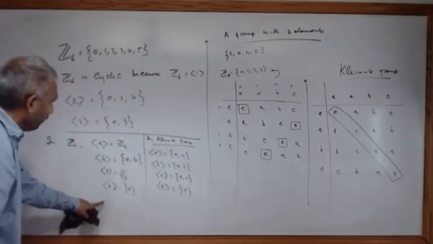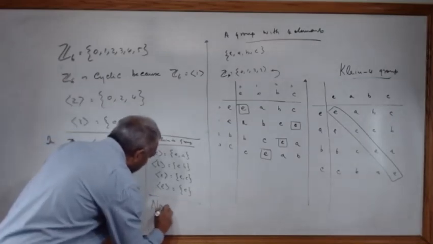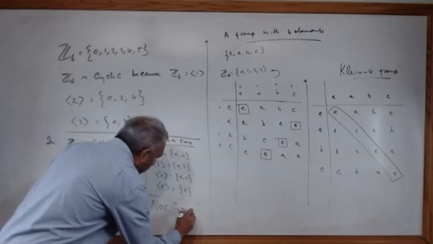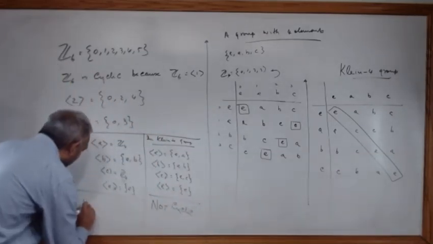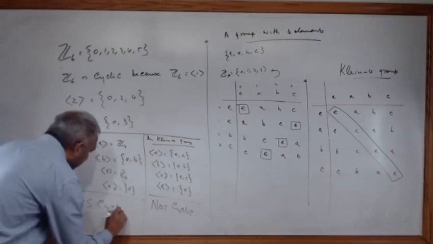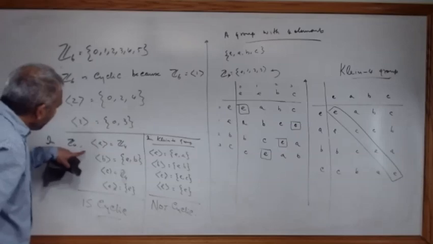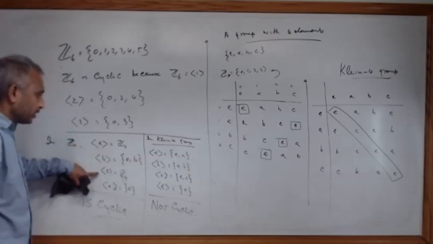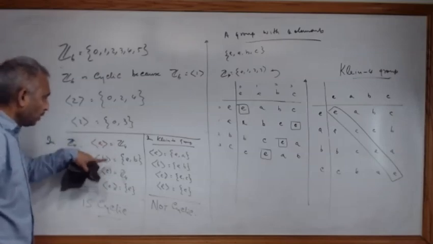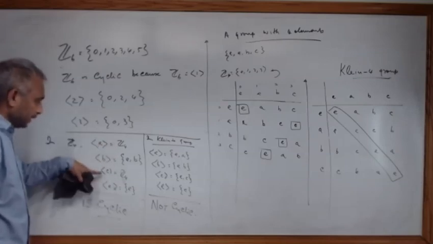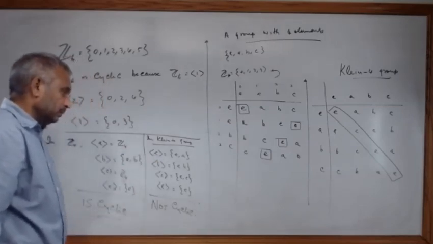Another thing which we can show here is Klein 4 is not cyclic, whereas C4 is cyclic. Because C4 is generated by either A or C, that is 1 or 3. Z4 is generated by either 1 or 3. There are multiple generators here. Here none of the elements can generate this.